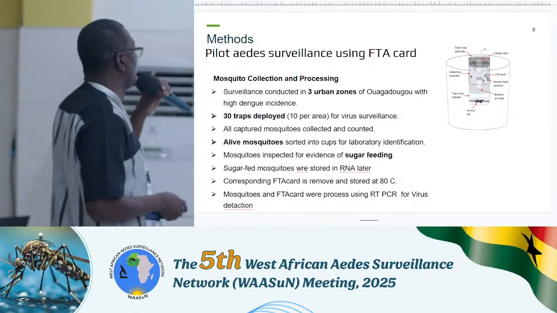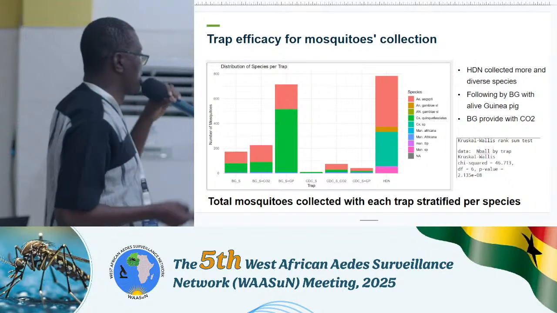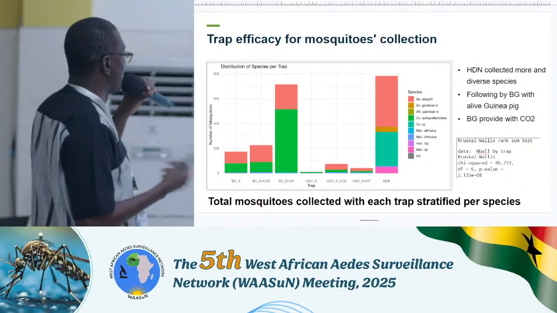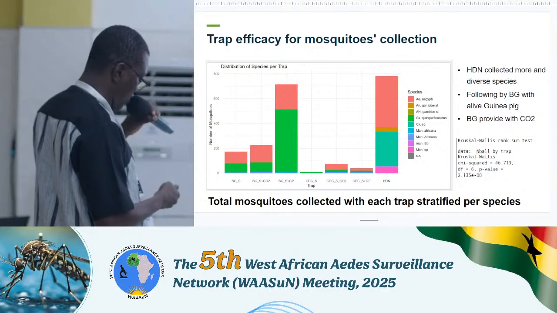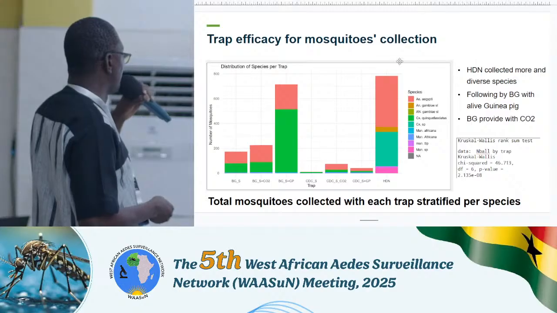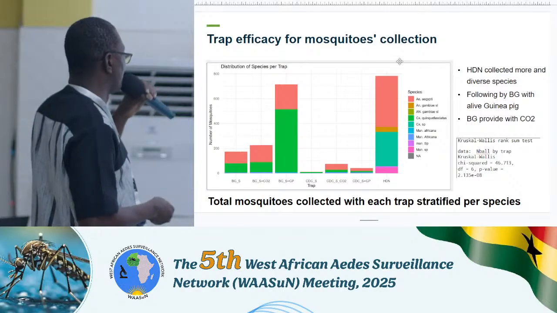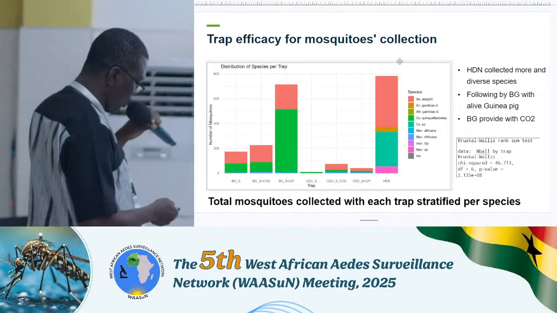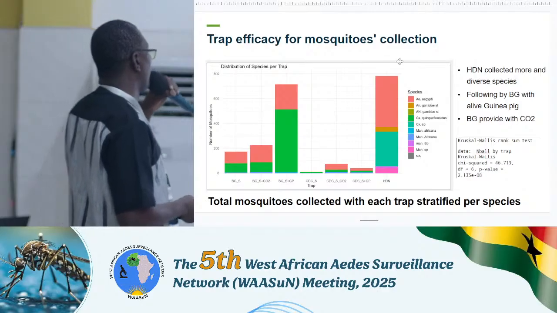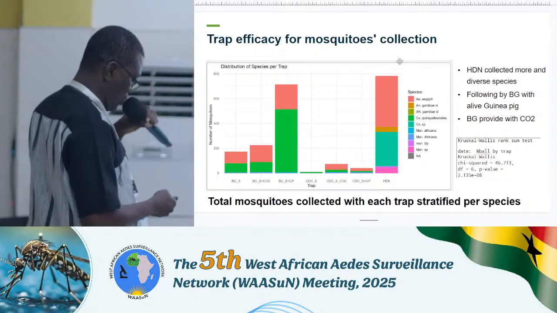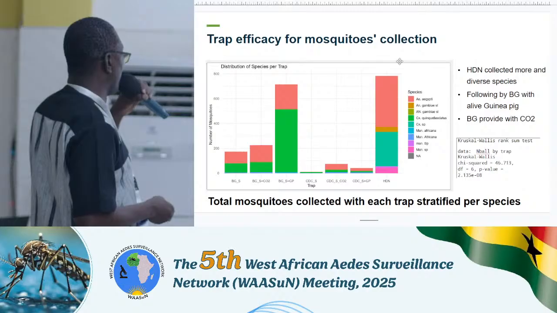In terms of result, this is the result of different trap comparison. As you see, the HDN collect more mosquitoes and more diverse species comparing to CDC and BG trap. But if you see, the BG trap plus guinea pig collect more mosquitoes comparing to the BG trap plus CO2. This is the diversity of mosquitoes. In terms of the number of mosquitoes collected, this is also the result showing that HDN, the human double net, collect more, followed by BG plus guinea pig.